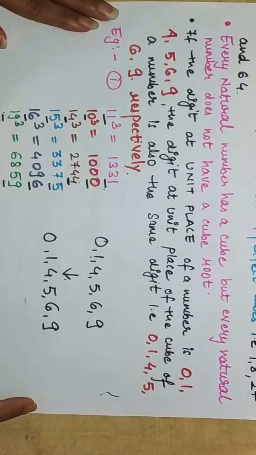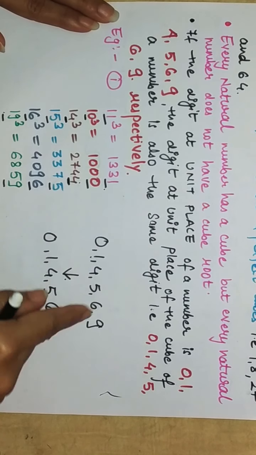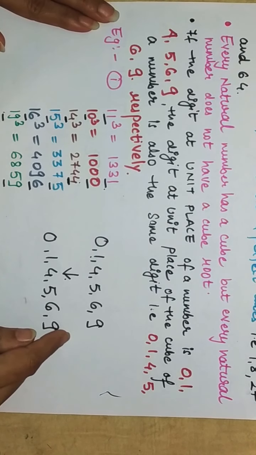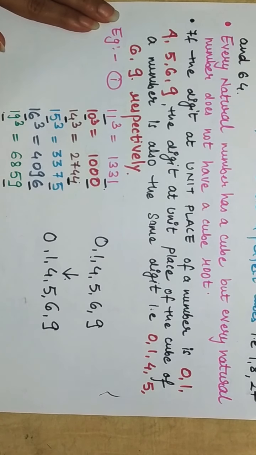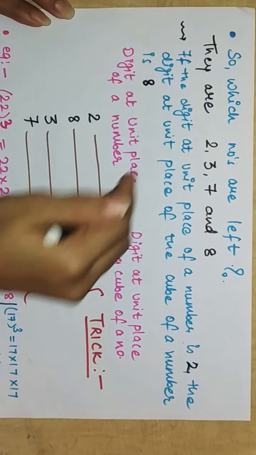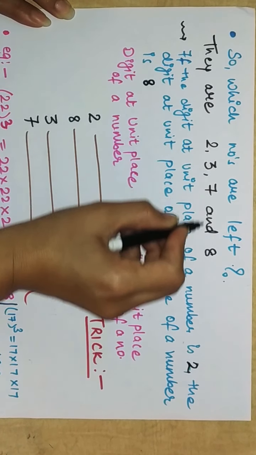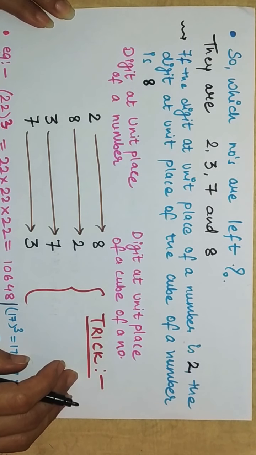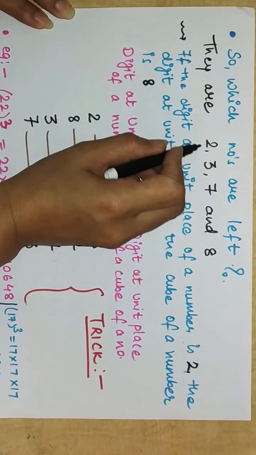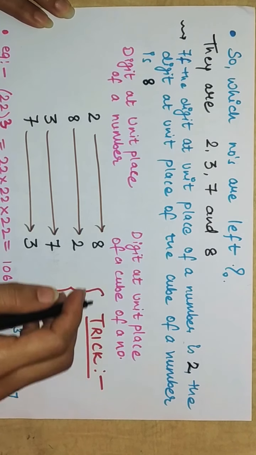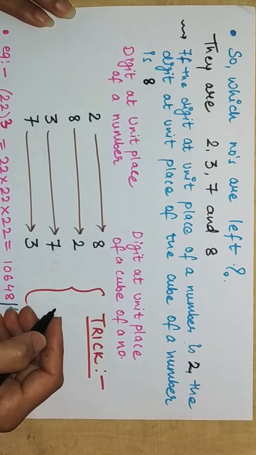Now think about the numbers which are remaining in this group. Which are those numbers? Those numbers are 2, 3, 7 and 8. Let's see what we can do for those numbers. So which numbers are left? They are 2, 3, 7 and 8. Now we will see, if the unit digit of a number is 2, 3, 7 or 8, what happens to the unit digit when we do the cube of such numbers. Let us see.